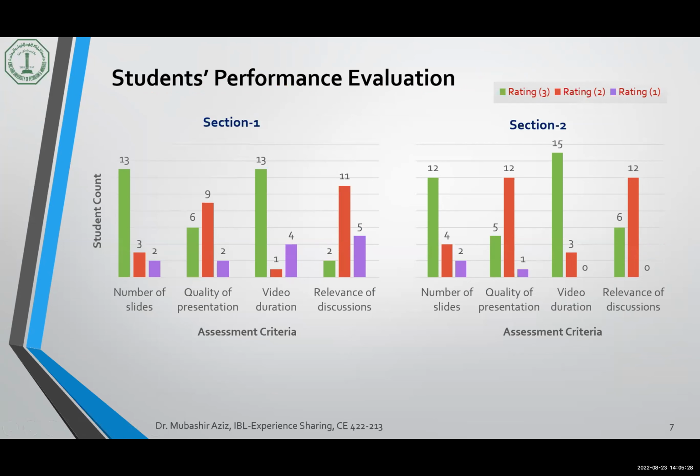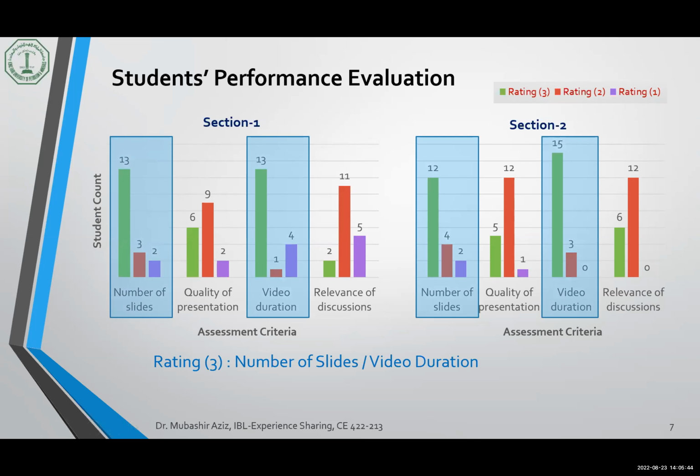What I want to show you here is the rubrics I used for them: the number of slides they follow, the duration they follow, and mainly the technical content, about how good the presentation is and the relevance of the discussion. In both sections, I have to tell you that this green color represents rating 3, you can call it excellent, rating 2 is satisfactory, and rating 1 means needs improvement.